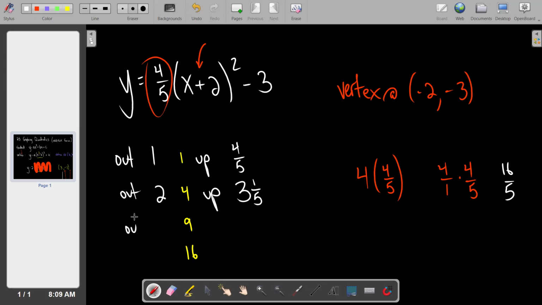What if I went out 3? My normal would be 9. So I'm going to take my normal and again multiply it by the scalar, which is 4/5, and that is 36/5.